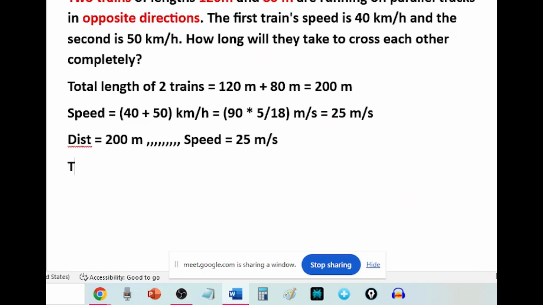So you need the time. Time will be distance divided by speed. That is equal to 200 divided by 25 seconds. Because meter, it is in seconds. Time will be in seconds. 200 divided by 25 seconds. How much is that? 8 seconds. Got it? 8 seconds. Okay.